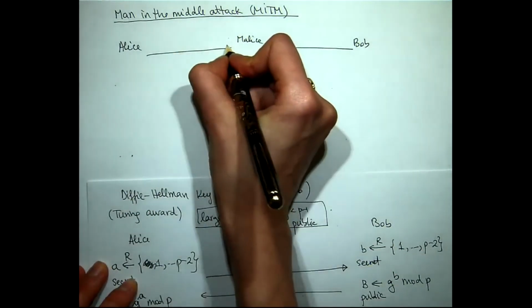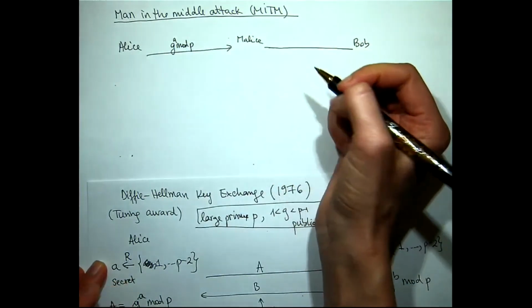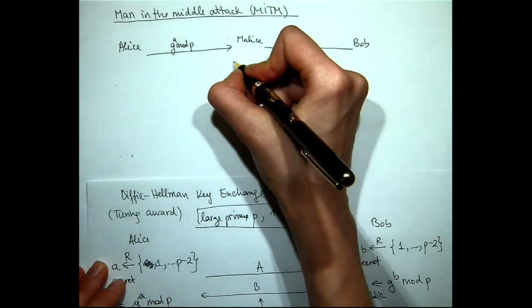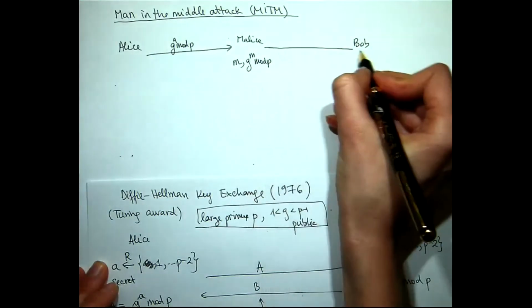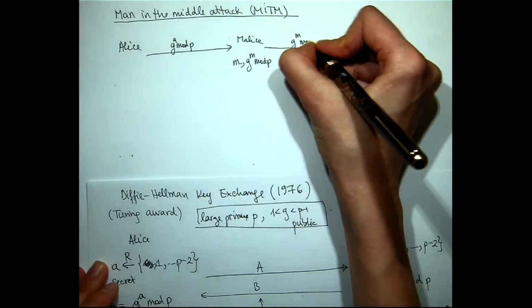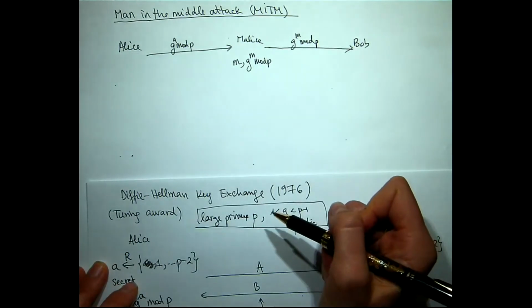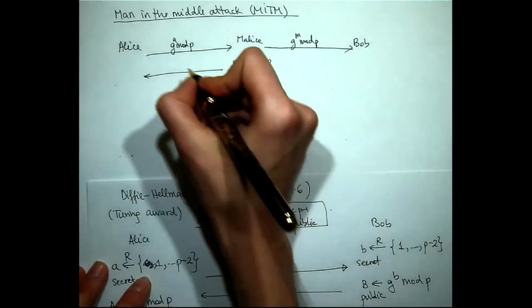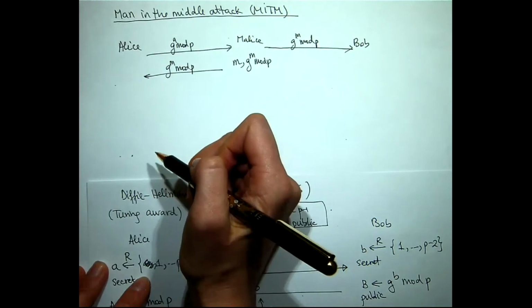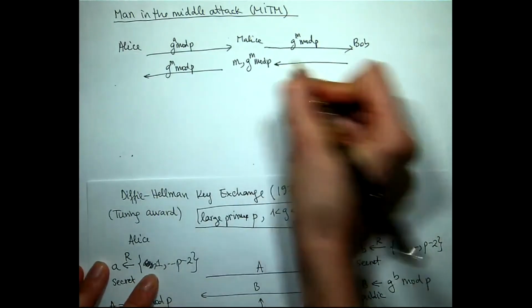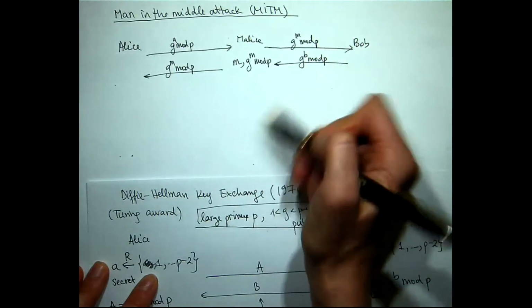So Alice is going to send her G to the A modulo P. Now guess what? Malice is also going to have her own small secret m and her own public key. So she's going to send to Bob G to the M modulo P. Instead of Alice's public key, Malice is going to send her own public key. And then Malice is going to reply to Alice with her own public key. So Alice is going to think, oh, great, this is coming from Bob. And Bob is going to reply to Malice with his public key, because Bob is going to think, okay, I'm sending this to Alice.